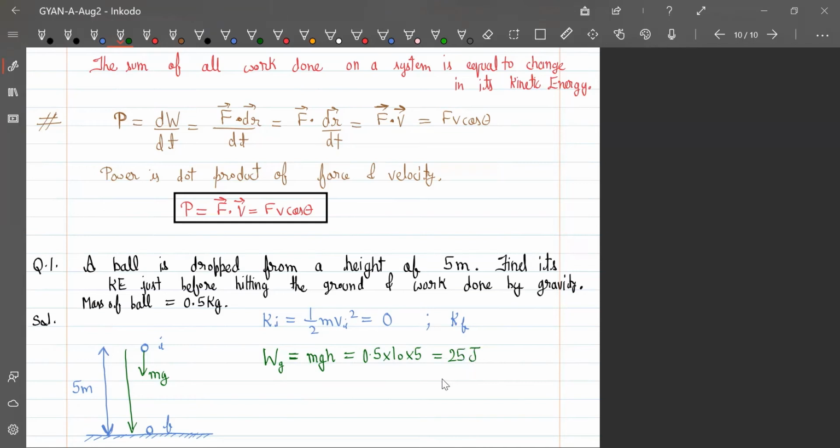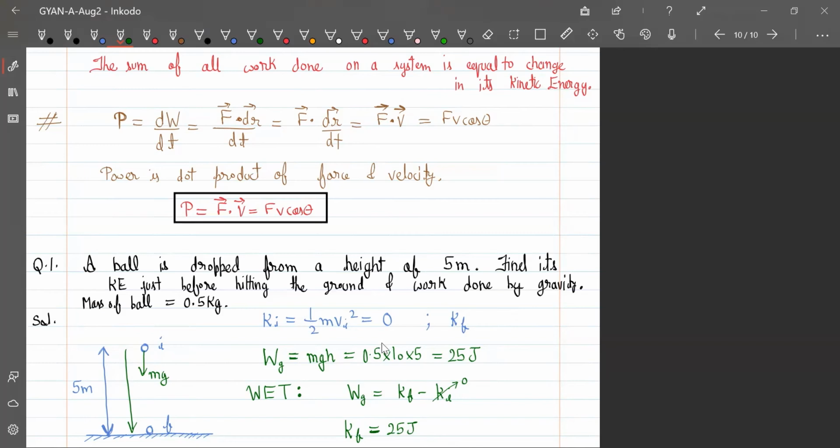25 joules. After this, no other force is acting on this object, so we can apply the work energy theorem. In short, I will just write it as WET, work energy theorem. So work done by gravity will be equal to final kinetic energy minus initial kinetic energy. From here, I get the final kinetic energy as how much? This is 0. So final kinetic energy will be 25 joules. Very good.